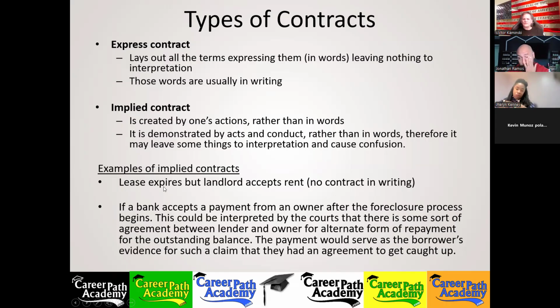Here are some examples of an implied contract. A lease that expires, but the landlord accepts the rent payment for the next month's rent. There was no contract in writing that was signed by the tenant that they're going to sign another year lease. But the mere actions of the landlord accepting the rental payment creates an implied contract that they're okay with that tenant remaining.